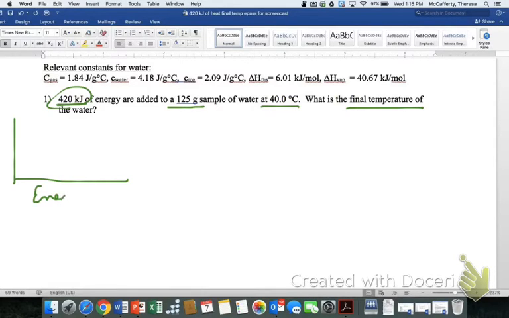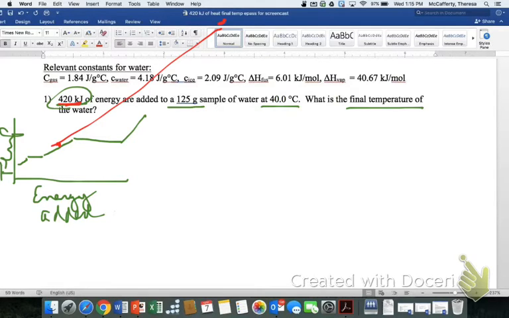If we look at the heating curve, temperature versus energy added for water, we start below zero, we have the melting point, heating it up, and then we have the boiling point, we heat it up. In this problem, where we're starting really is somewhere in here, about 40 degrees. If I have 420 kilojoules, I think we'd find if we just said it's just going to heat up, we're going to end up somewhere like up here, like 800 degrees.